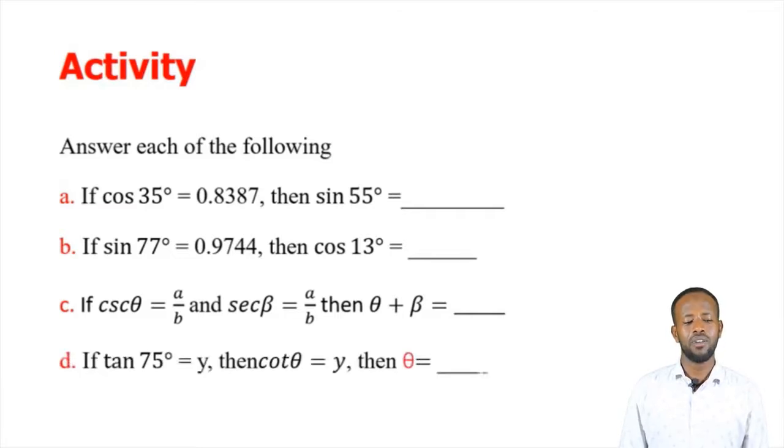And D. If tan of 75 degrees is equal to y, and cotangent of theta is equal to y, then what will theta be? What do you expect the value of theta to be? This is your activity. You have only 3 minutes. Answer it clearly. Good luck.